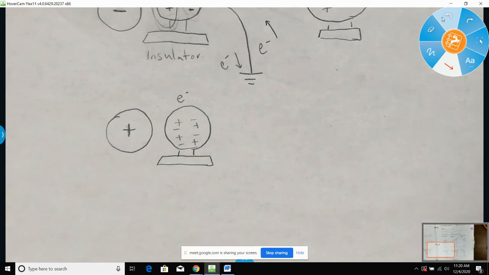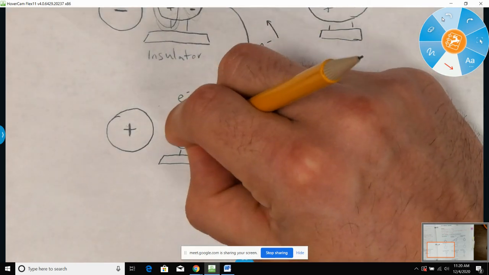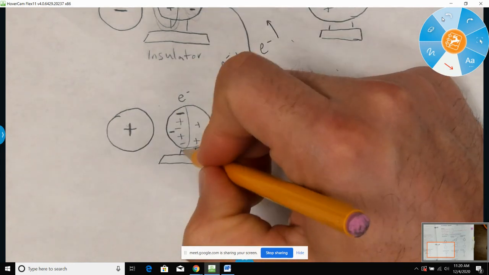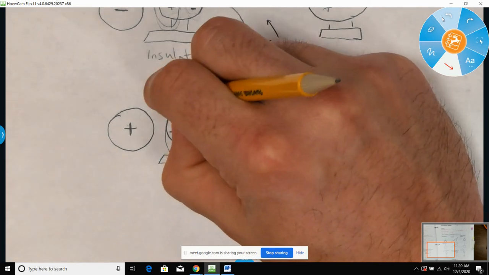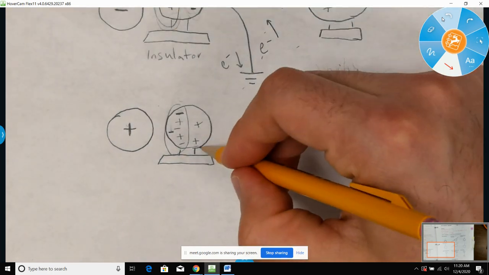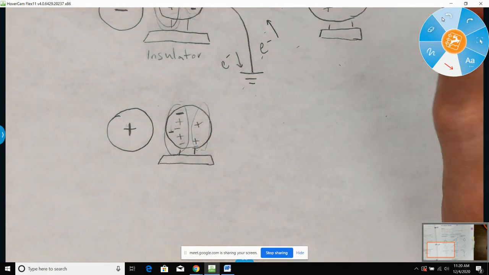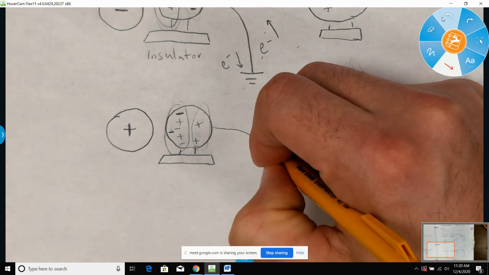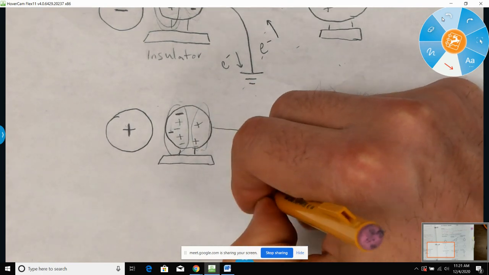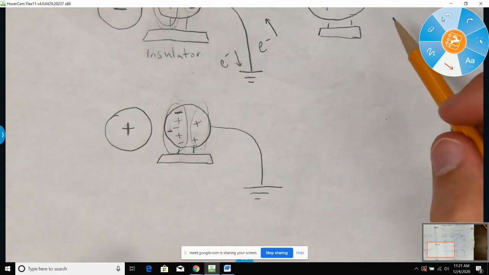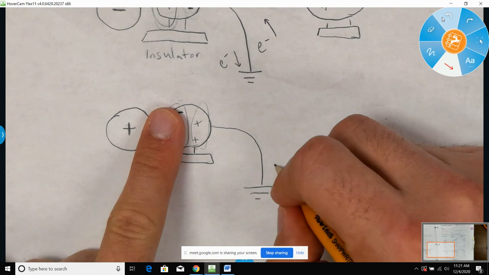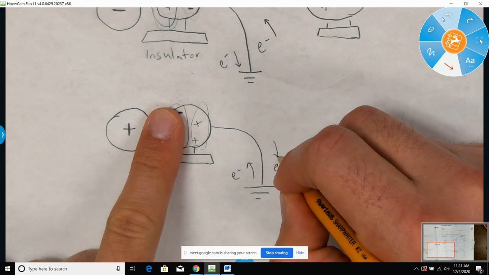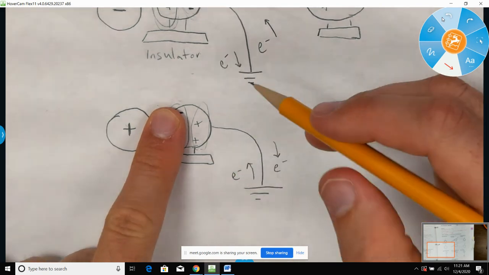And if they do that, that would make this side overall negatively charged and make the right side over here positively charged. Okay. Now, if I did the same thing, if I touched it with my finger and provided a path to the ground, when doing so, you can have electrons enter or leave in order to try and neutralize something.